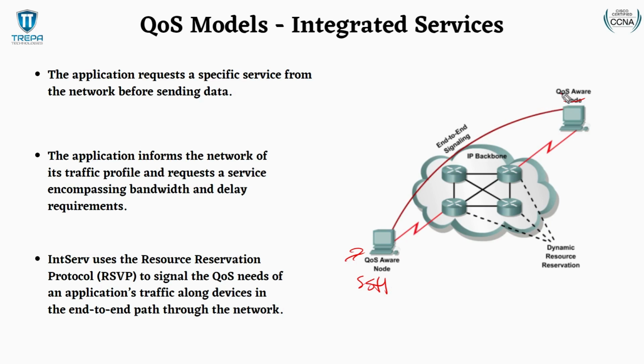So this does involve QoS-aware endpoints, which typically you don't see. If my computer sends HTTP traffic when it builds that IP header, it's not putting any classification or marking bits in that header. It's just sending, right? So it's a little different.